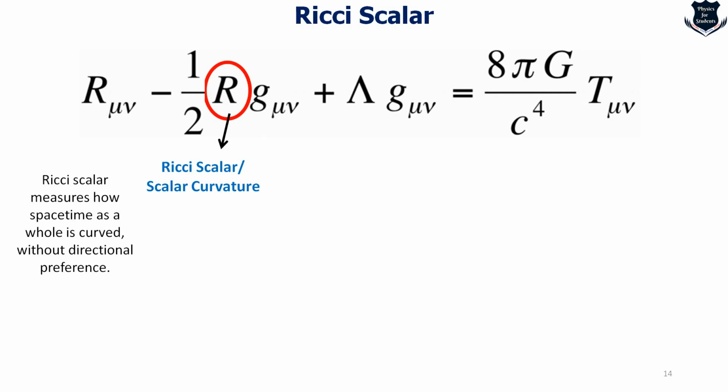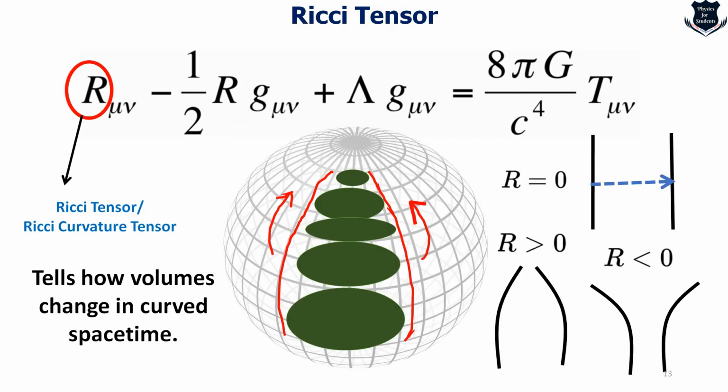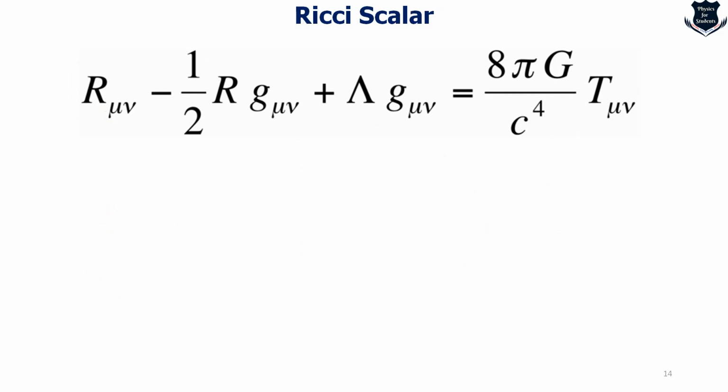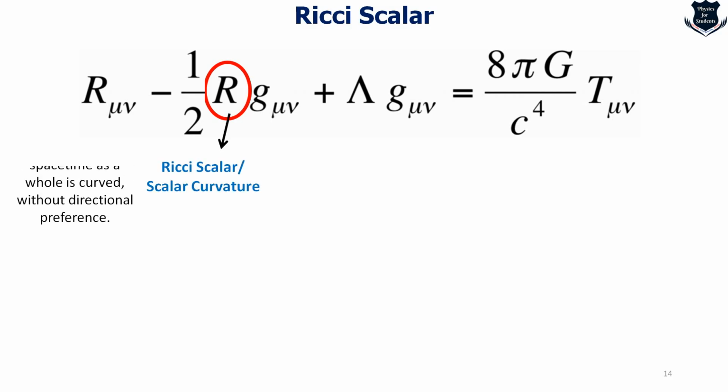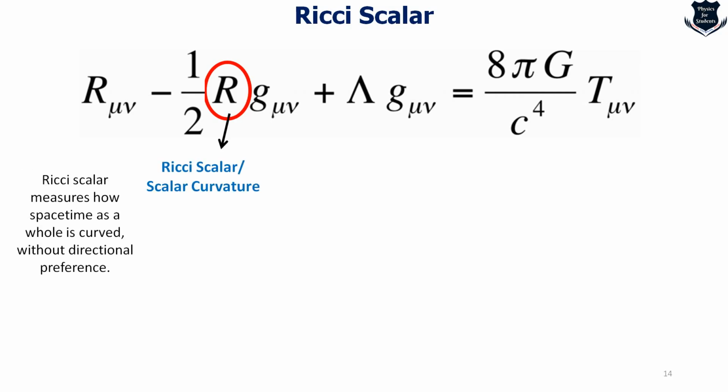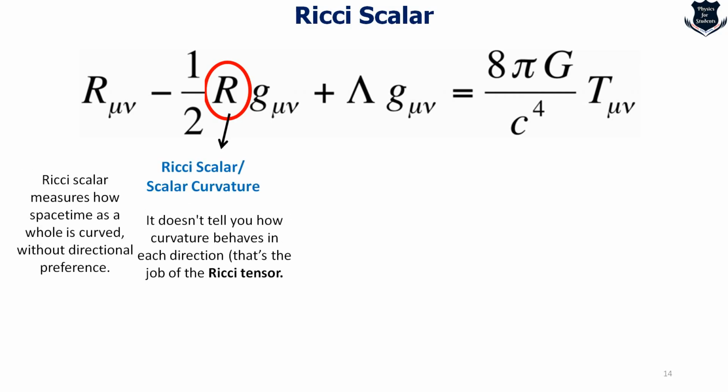Now note here, very important. I have just told you that R mu nu has indices, and indices mean that it has directions. A scalar does not have any indices. That is why I have written that it has no directional preference. So it does not tell you how the curvature behaves. That is the job of the Ricci tensor, the earlier R.